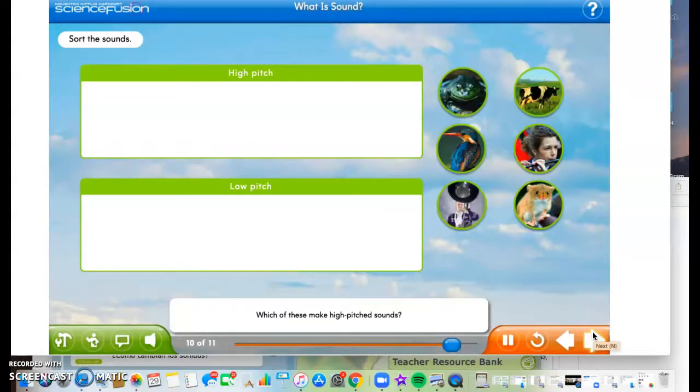Which of these make high-pitched sounds? Which make low-pitched sounds? Sort the images. Drag any image to begin.